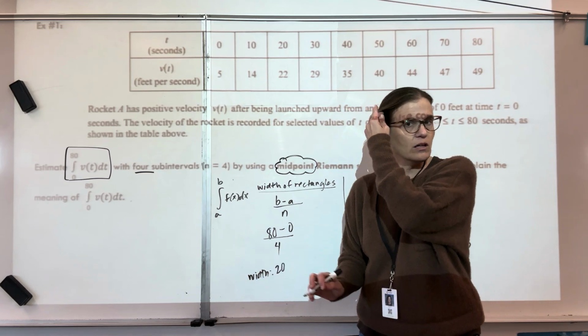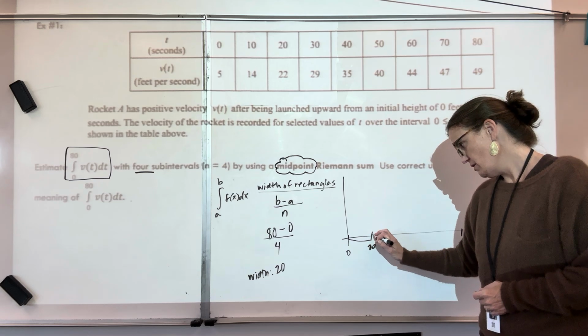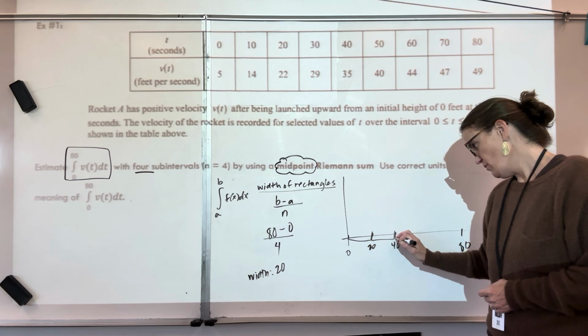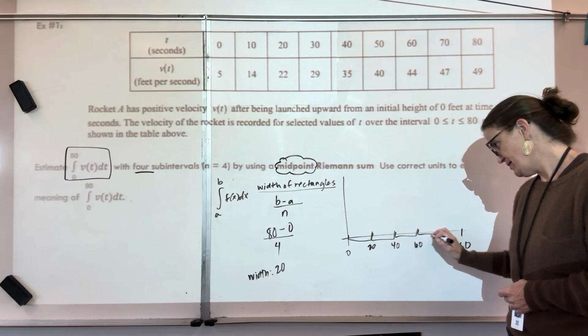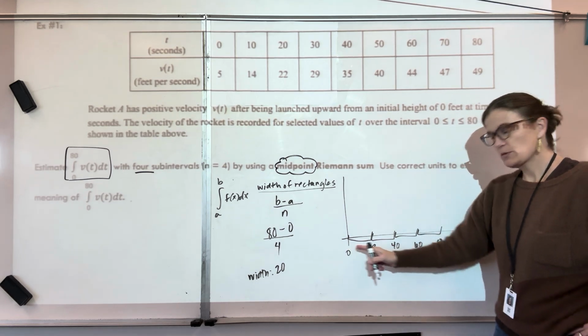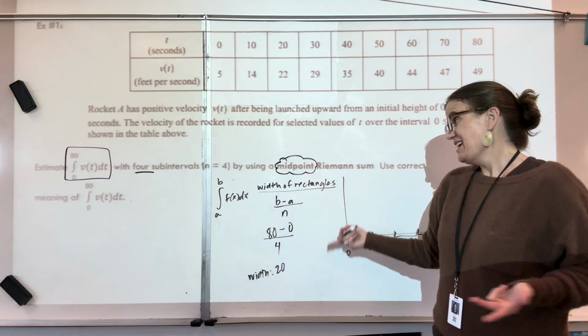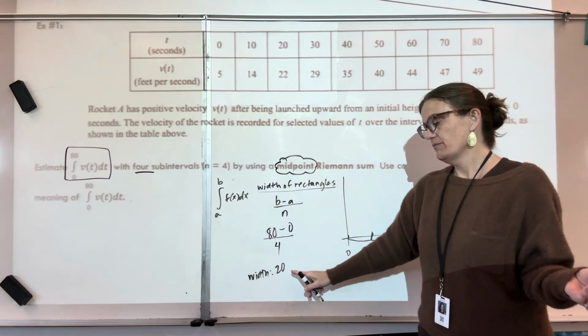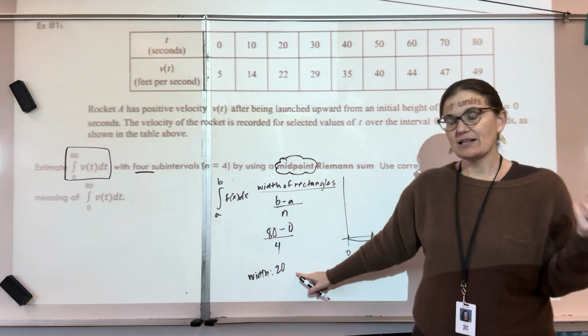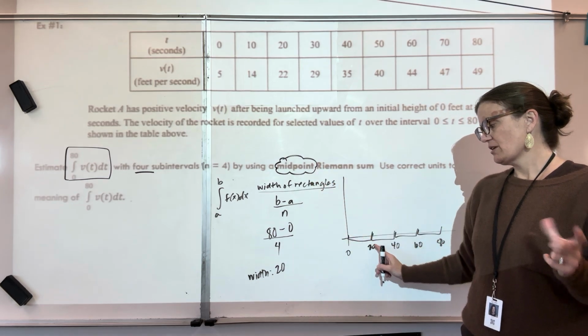So the width of all of our rectangles would be 20. We're going to go from 0 to 20, 20 to 40, 40 to 60, and then 60 to 80. Let's label that there. So we know our widths would be 20. It would not matter if this was a midpoint, a left, or a right Riemann sum. If they gave us this data, and the width of each rectangle had to be consistent, then it would be 20.